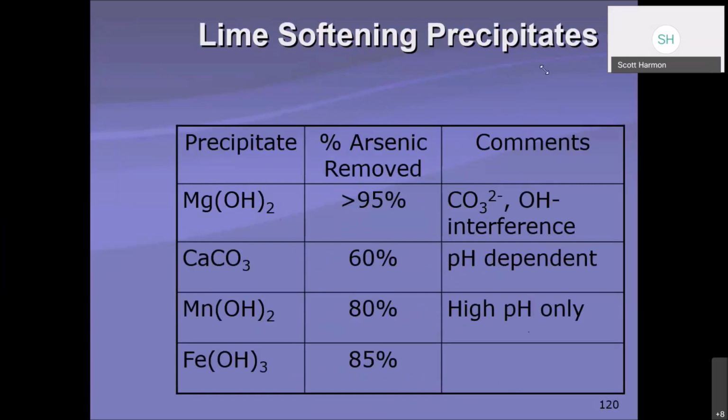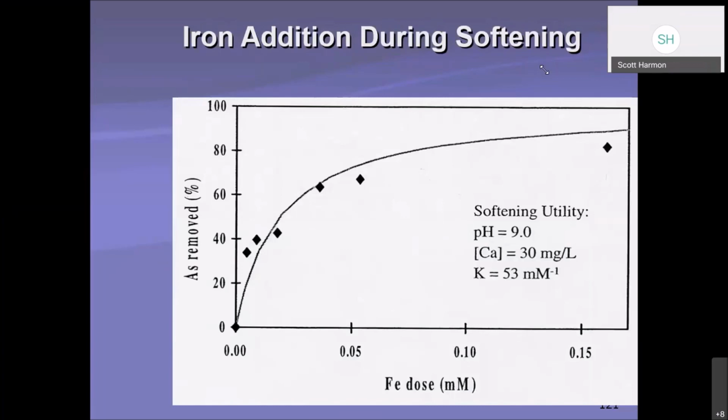Here's some examples of some things that lime softening can precipitate. And there's arsenic. You can see arsenic in the mix there. Iron, calcium carbonate, manganese, those types of things, and the amounts that it can be removed. And there's some comments about those removal rates, what it needs to have or what interferes with the removal rates. So here's a little graph about iron addition during the softening. So again, iron's a component in binding the arsenic and changing its state.